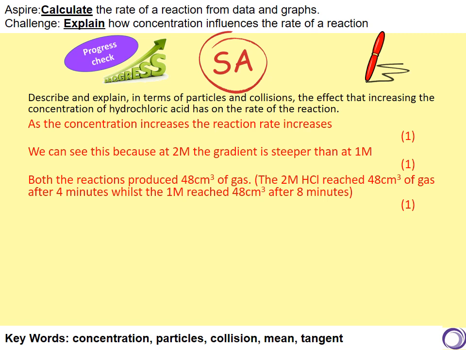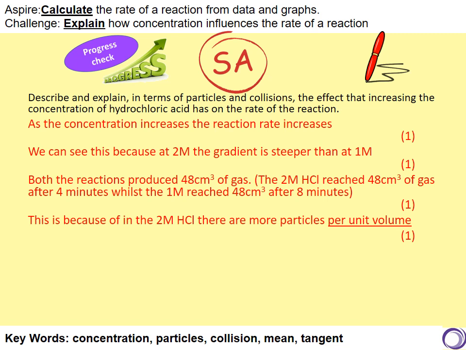The third point was that both reactions produce 48 centimetres cubed of gas. You could have expanded that answer and said that the 2 molar hydrochloric acid reached 48 centimetres cubed of gas after 4 minutes, whilst the 1 molar reached 48 centimetres cubed of gas after 8 minutes. We then needed to say that this is because the 2 molar hydrochloric acid has more particles per unit volume. And this therefore means that there is an increase in the frequency of the collisions. Well done. Give yourself a mark out of 5.